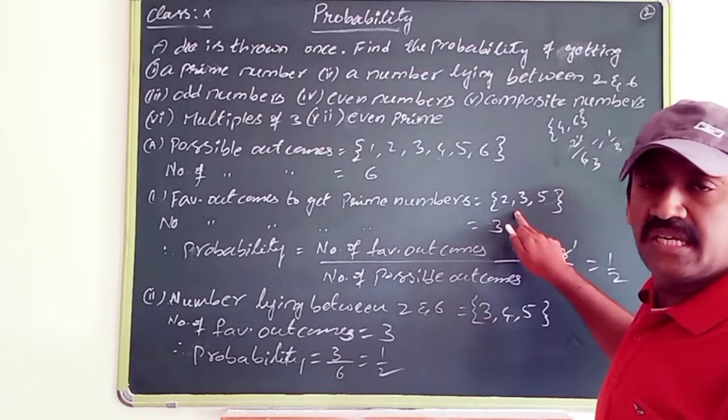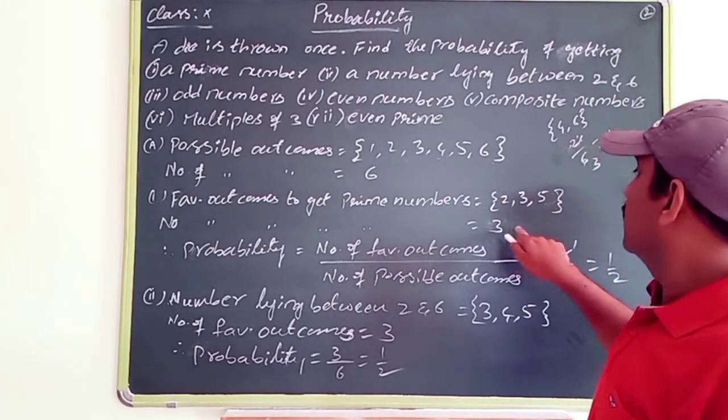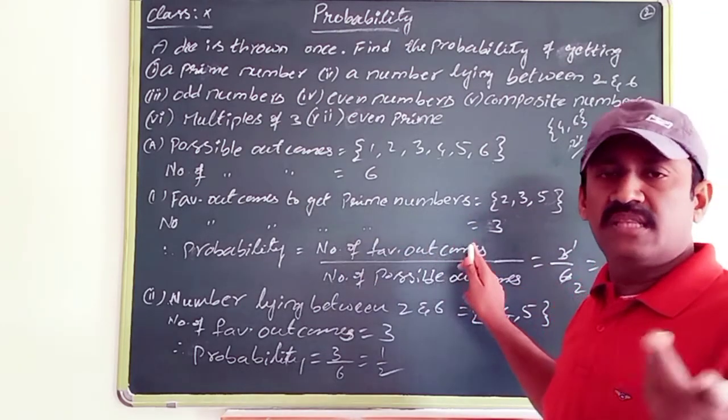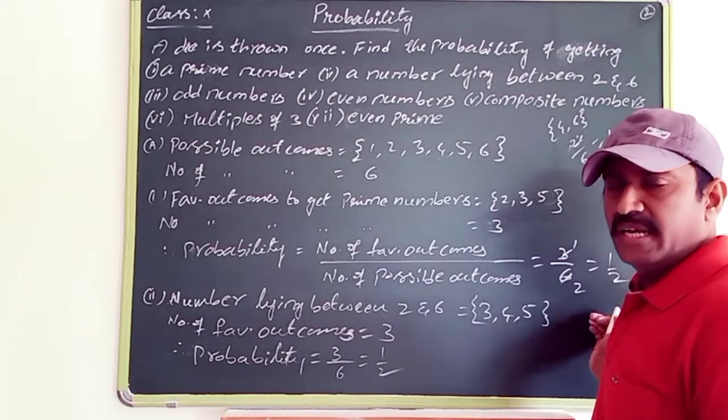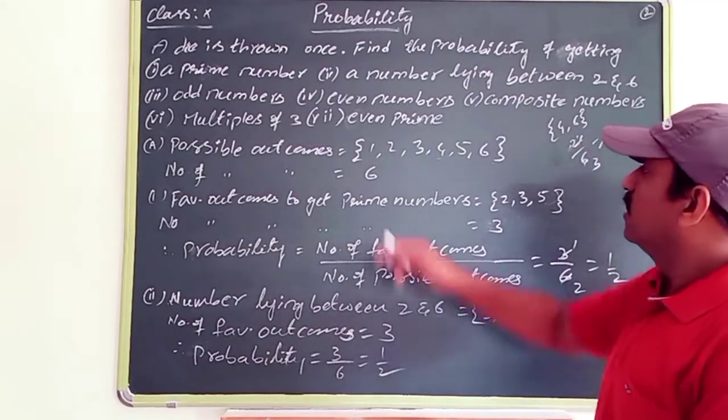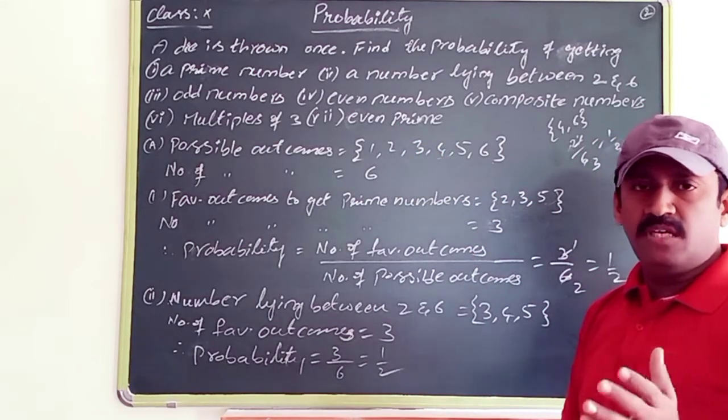So we can write 3 and 6. Then the number of favorable outcomes: we get 3 and 6, only two numbers. So 2 divided by 6, you will get again 1 by 3. Okay, and the next one is even prime number.